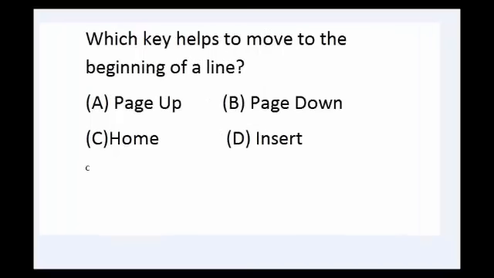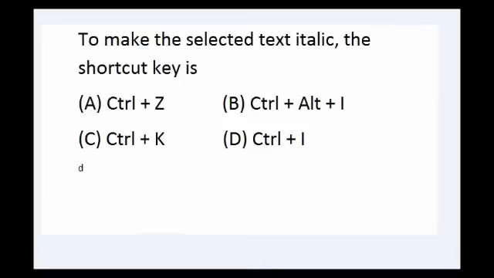Which key helps to move to the beginning of a line? A. Page Up, B. Page Down, C. Home, D. Insert. The answer is C, Home. To make the selected text italic, the shortcut key is A. Control plus Z, B. Control plus Alt plus L, C. Control plus K, D. Control plus L. The answer is D, Control plus L.